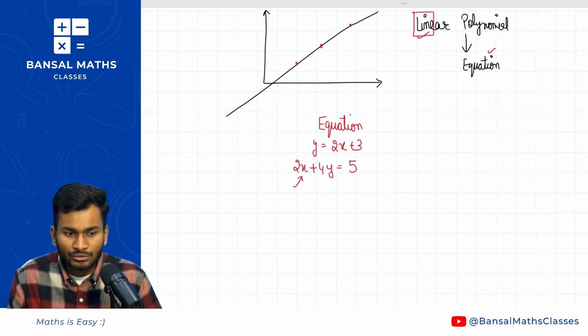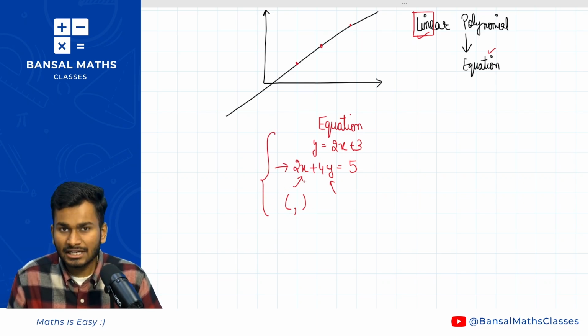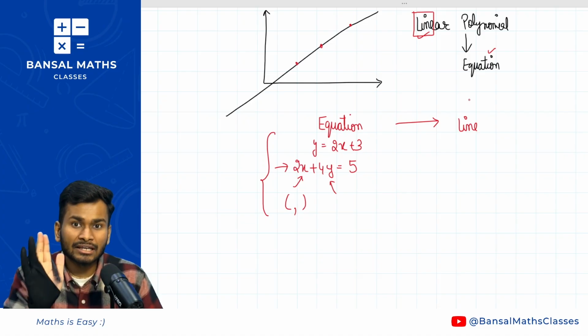You give an x value, you will get a y value. So this equation will also generate coordinates, and if you plot those coordinates on the Cartesian plane, you will get a straight line. So all of these are equations of lines. Till now, you were given an equation of line, and using the equation of line, you plotted a line on the graph. Correct? That is what we were doing till now.